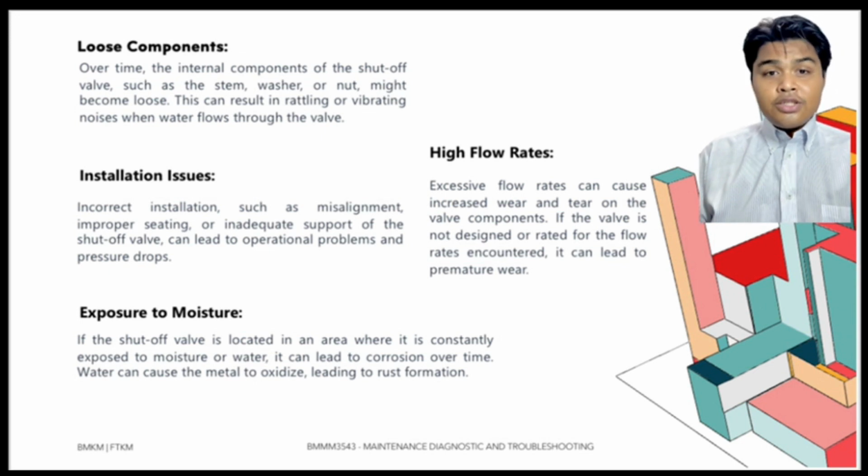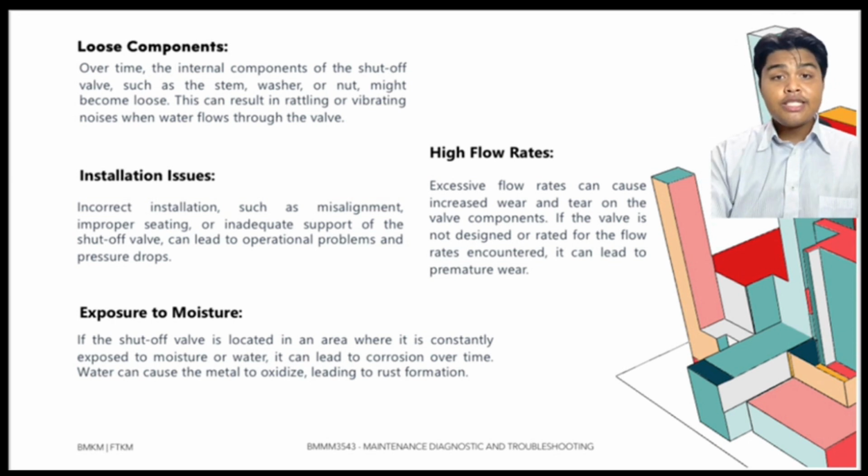Second is installation issues. Incorrect installation, such as misalignment, improper setting, or inadequate support of the shut-off valve, can lead to operational problems and pressure drops. Besides that, exposure to moisture is also a cause of failure. If the shut-off valve is located in an area where it is constantly exposed to moisture or water, it can lead to corrosion over time. Water can cause the metal to oxidize, leading to rust formation.